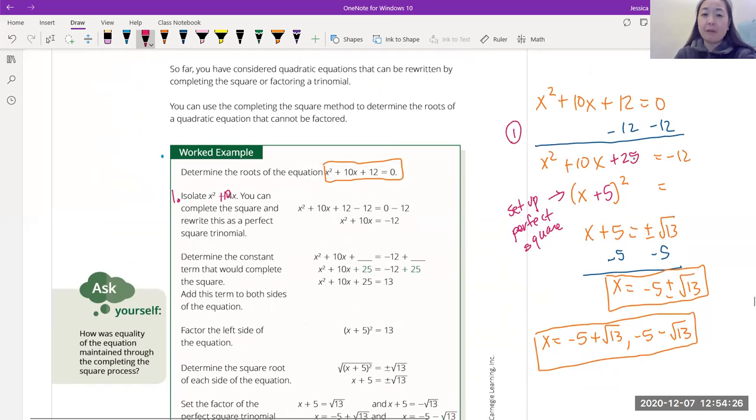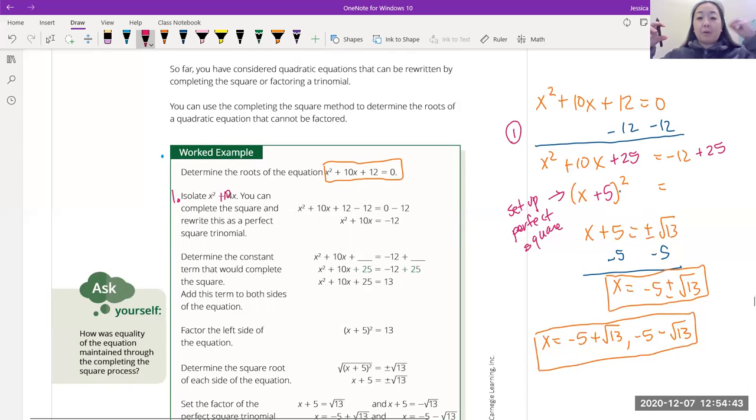Now I just added 25 to the left-hand side. And you can't just add 25 to one side and let the other side go and still think that it's going to be equal. That's not the same, right? So then I'm going to add 25 to the other side. So that is now equal. This is how you keep it equal.